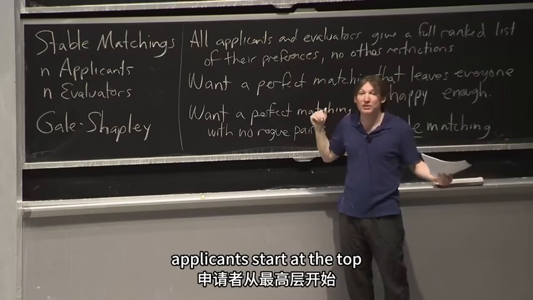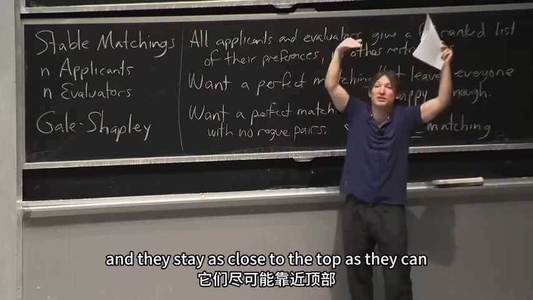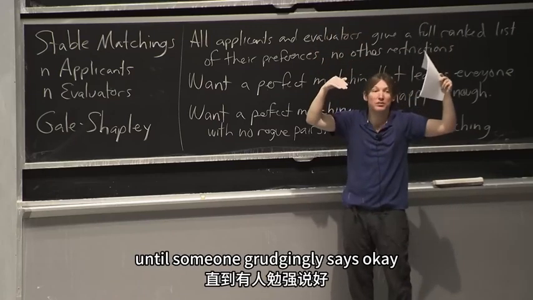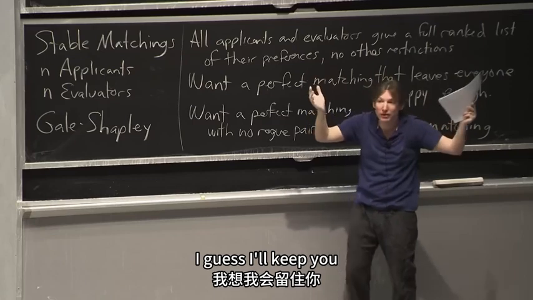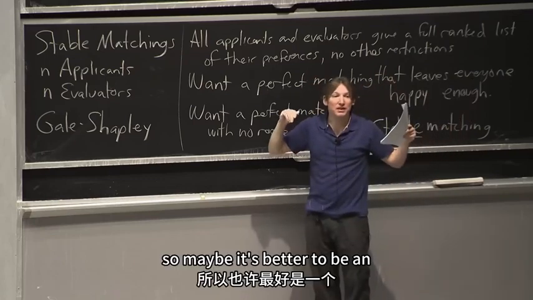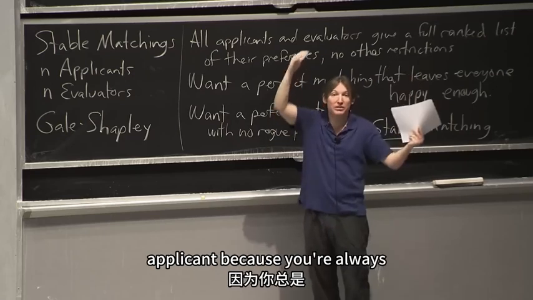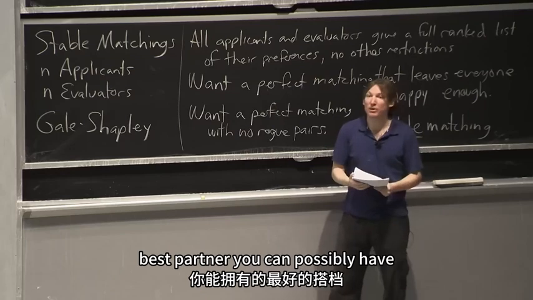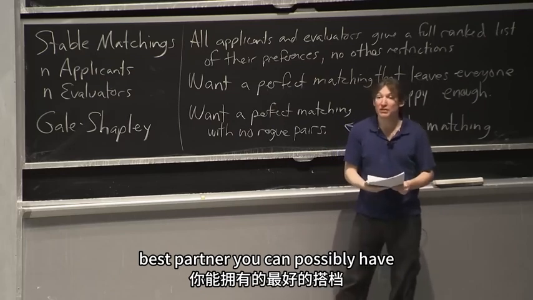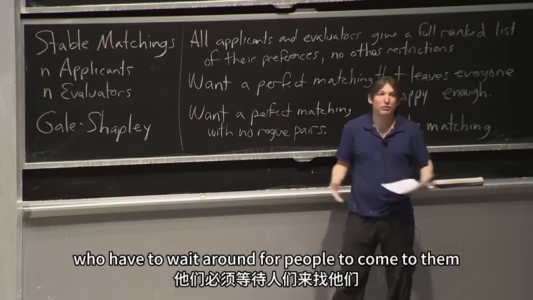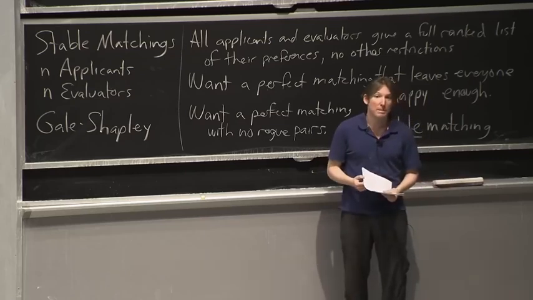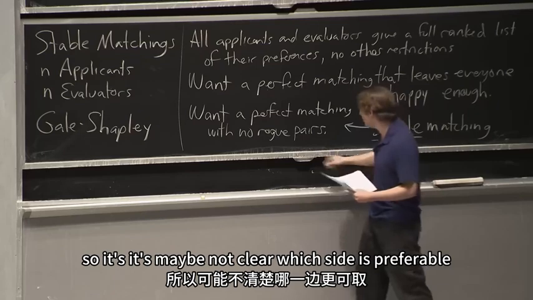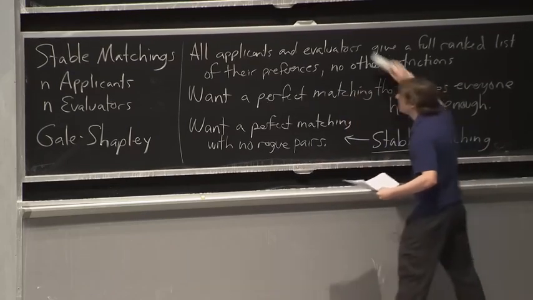On the other hand, applicants start at the top, and they stay as close to the top as they can until someone grudgingly says, okay, I guess I'll keep you. So maybe it's better to be an applicant because you're always asking the best partner you can possibly have, rather than the evaluators who have to wait around for people to come to them. So it's maybe not clear which side is preferable.